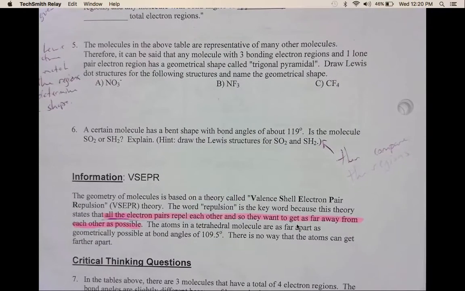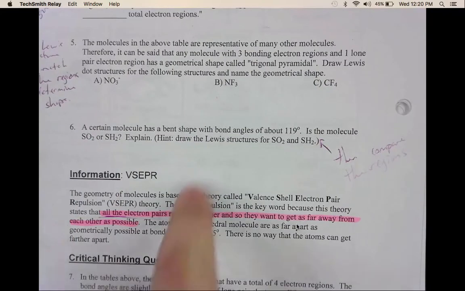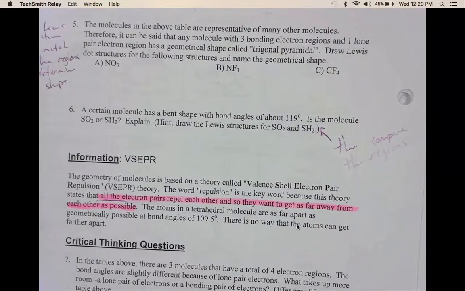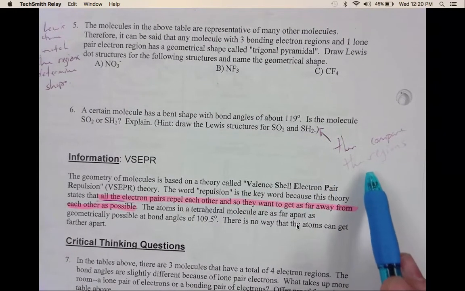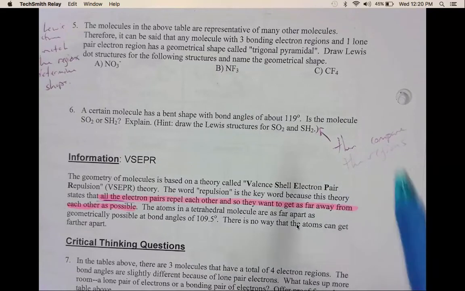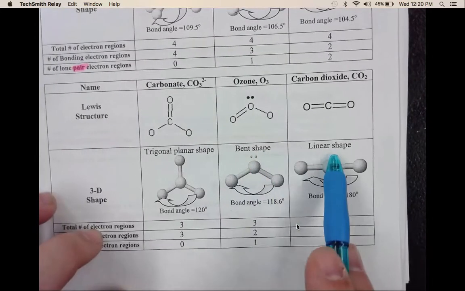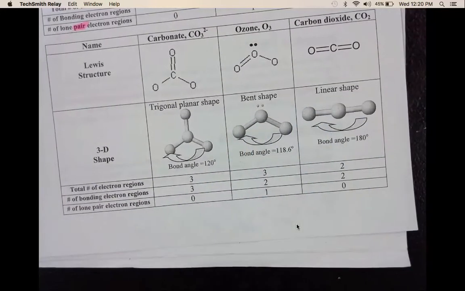Next, question 6. Question 6, you're trying to figure out which one is bent. The hint tells you to draw the Lewis structure. So draw the Lewis structure, and after you have the Lewis structures, compare the regions on your Lewis structure to bent and linear. Try to determine what makes one bent and the other linear.